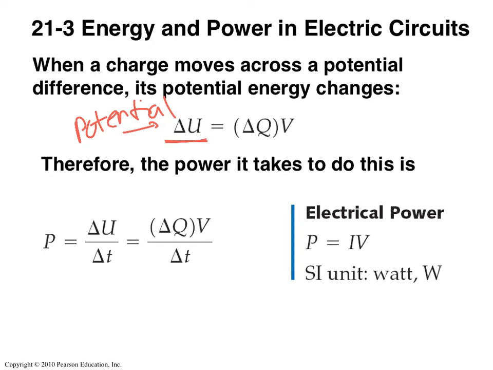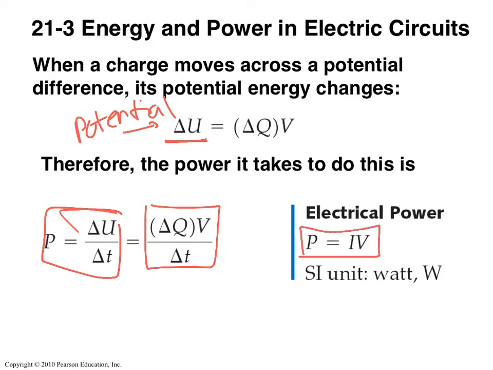Therefore, the power, if we think all the way back to one of our first units, is the total work or the potential over time. So if we sub that in, we get Q times V over T. Another way that we can say this is P equals I times V. Basically, the charge over time gives us I, and I is our current. Power is measured in watts.